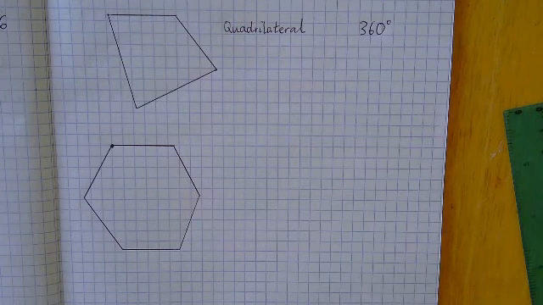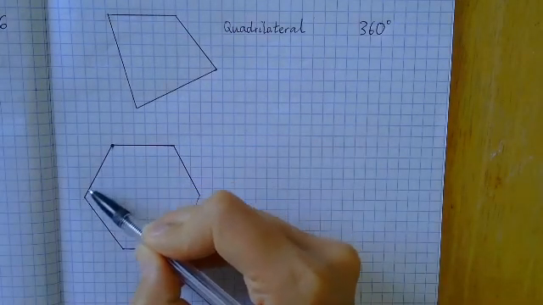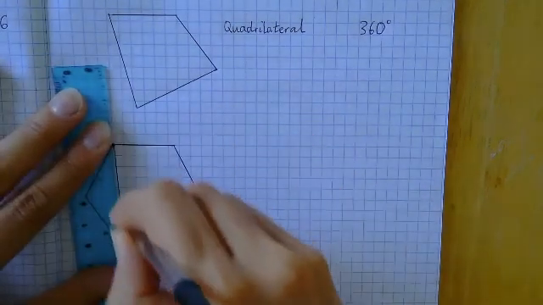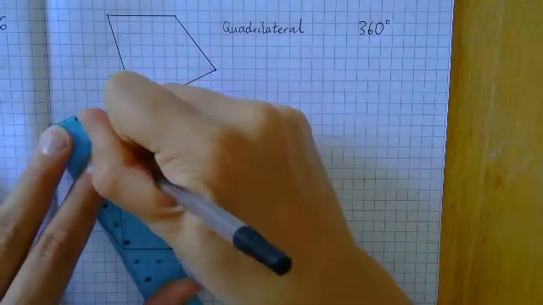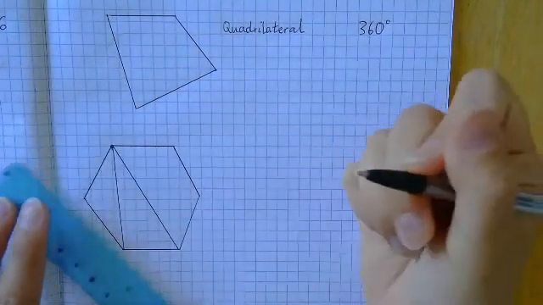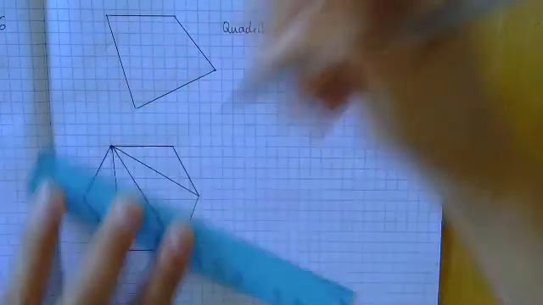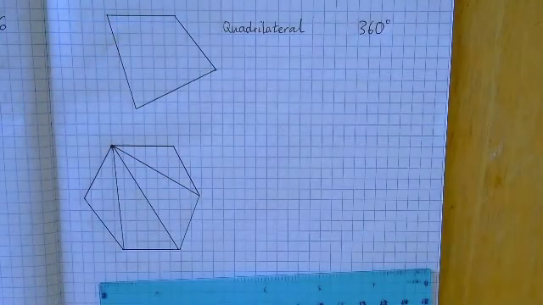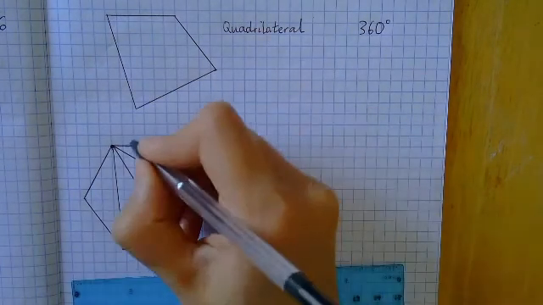And from that corner, we're going to draw a line to every other corner. So I'm going to start here and draw a line to that corner. Well, it's already drawn. And then I'm going to go back to here and draw a line to the next corner. Then I'm going to go back to here and draw a line to the next corner. Then I'm going to go back to here and draw a line to the next corner. Then I'm going to go back to here and draw a line to the next corner, but that one's already drawn. So from our one corner, we then split our shape into triangles.